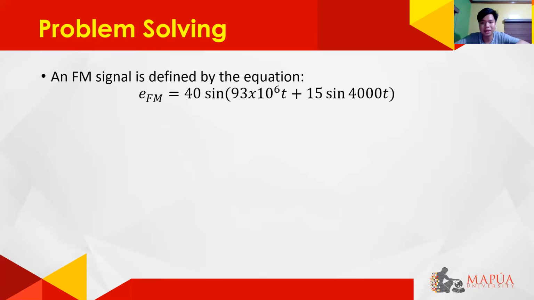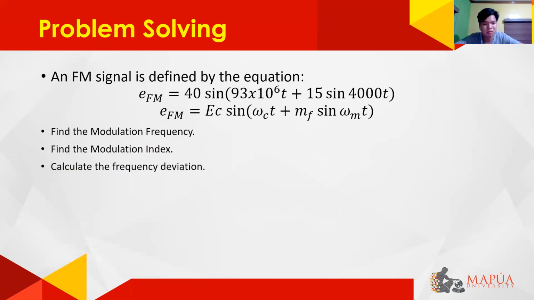So what do we need to find? Of course, this is the equation. This is a general equation that will represent the equation above, so it will be easier for us to solve for the missing values of the problem. So what is needed in the problem? We need to find the modulation frequency, the modulation index, and we need to calculate the frequency deviation.